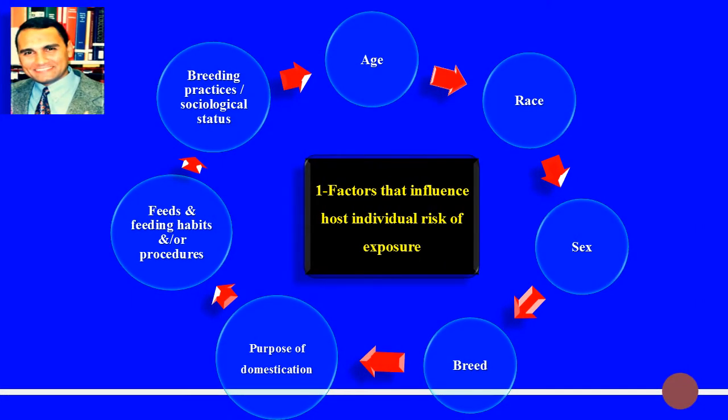Factors that influence the host's individual risk of exposure to different diseases. Number one, the age. Some diseases, such as foot and mouth disease, cause deaths in young calves, while in adults it only causes clinical symptoms. Corona infection in elders causes a 60% death rate, while in youth it's about 30% appearance of clinical symptoms. In infants, Kawasaki syndrome accounts for about 10% of affections.